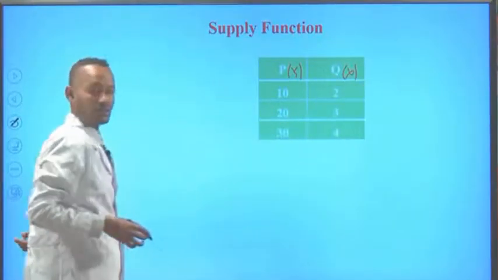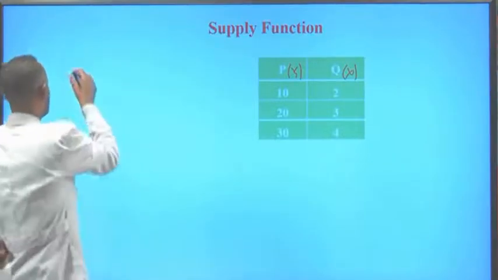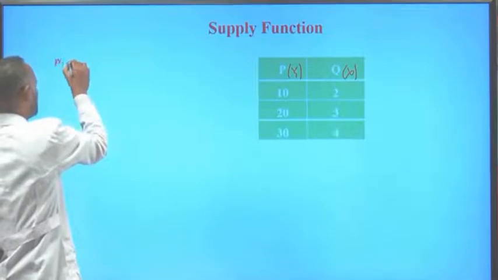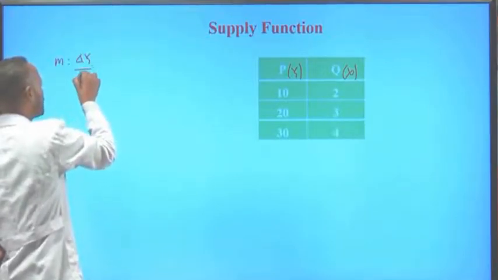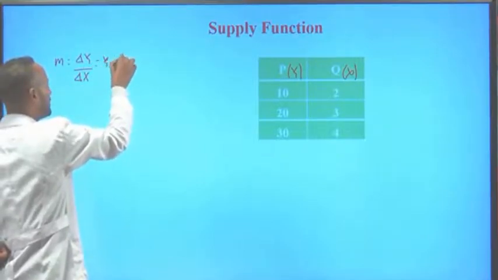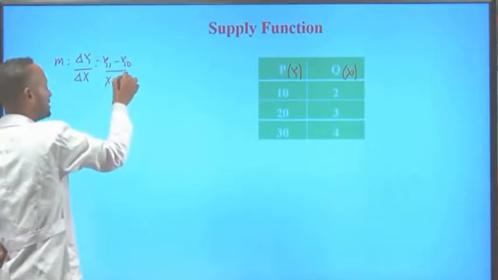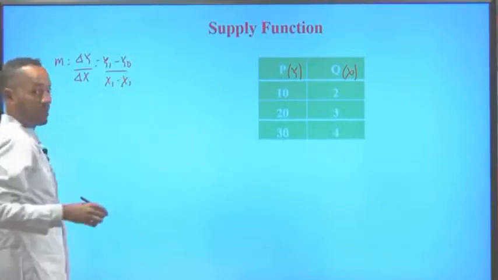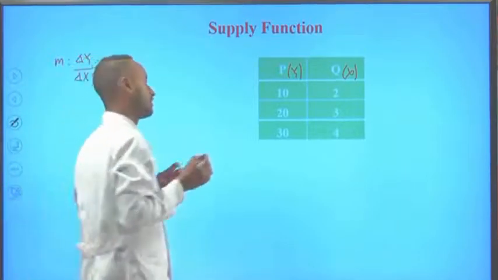Now, the first step to derive the supply function is calculating the slope of the supply function. The slope is calculated by dividing the vertical difference, which is change in y, by the horizontal difference, which is change in x. Change in y is y final minus y initial, divided by the change in x, which is x final minus x initial. Now, by taking any two coordinates, we can calculate the slope of the supply function.